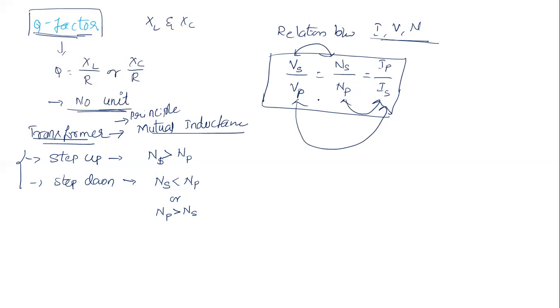Sometimes they will ask you the concept of efficiency. Efficiency we indicate with theta. It is given by output power divided by input power. This is what we call the efficiency formula, and we are going to remember it.